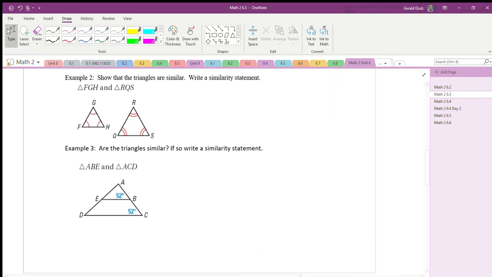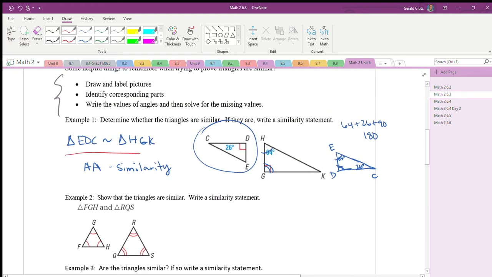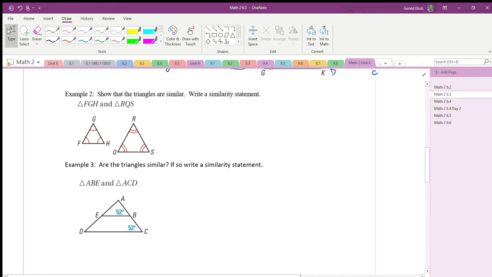So in example 2, show that the triangles are similar, and write a similarity statement. The similarity statement is just this thing up here. Whenever it asks for that, that's what it's looking for. So we know, based off this picture, that G, F, and H are all congruent angles. So what type of triangle? There's only one type of triangle that has all three congruent angles. Hopefully you're saying to yourself or out loud, an equilateral triangle. So this triangle, FGH, is an equilateral triangle.